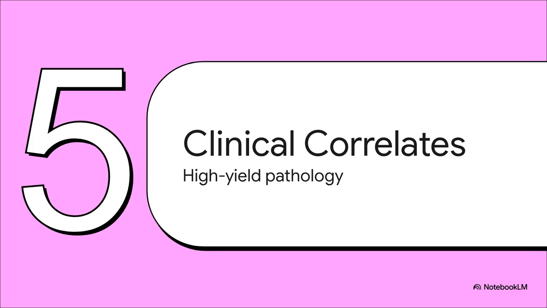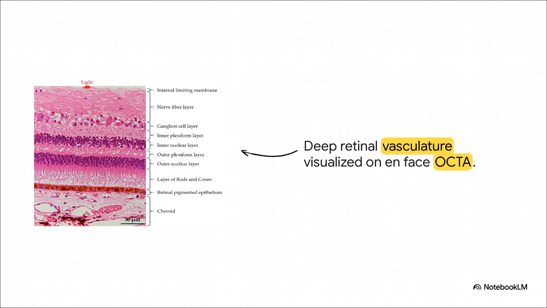Let's wrap things up with Section 5, high-yield clinical correlates. Let's tie all of these normal anatomical concepts directly into the specific pathologies you're going to face on the boards and while on call. Take a look at this beautiful en-face OCT angiography showing the deep retinal vasculature.